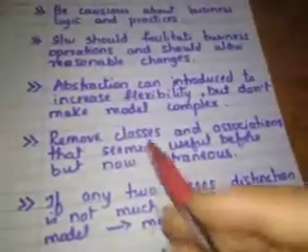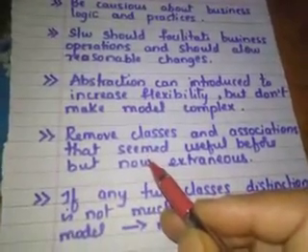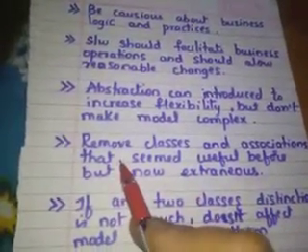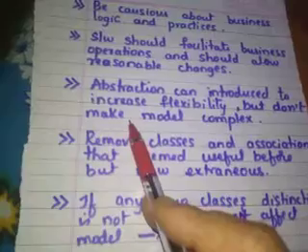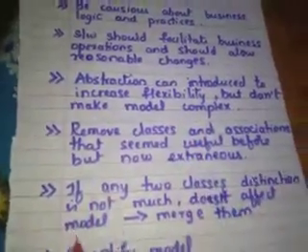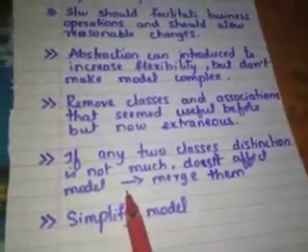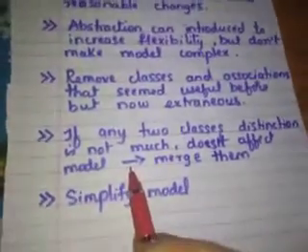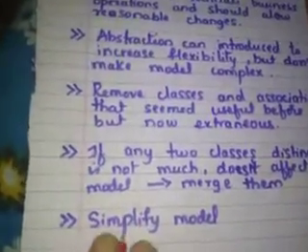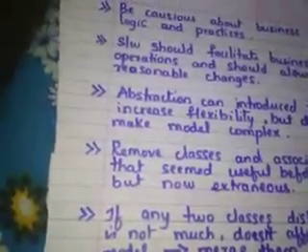Now, also, if we feel at the end some of the classes are not important, or if we feel they are irrelevant, we should remove them. And whenever required, we should implement the abstraction, which increases the flexibility. Next is, if we find any two classes which are behaving very similarly, we can merge them and make one class. The overall refining of the model is to simplify it.